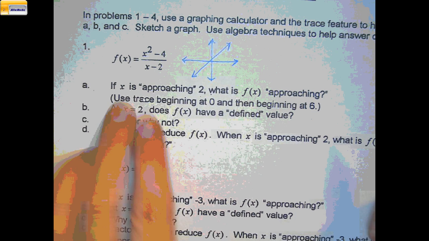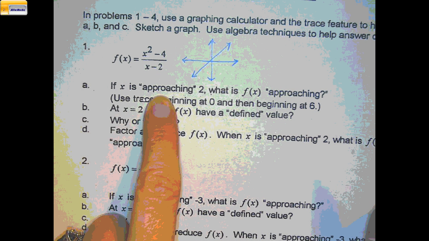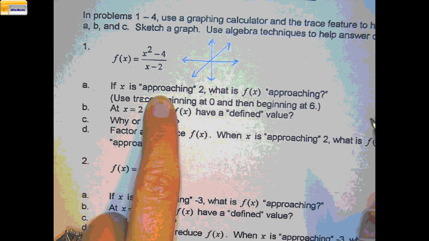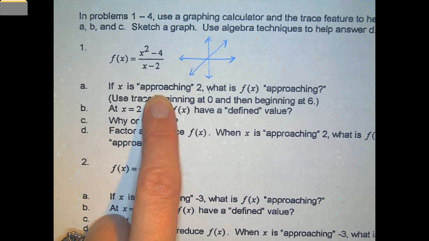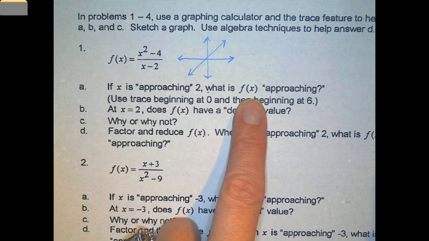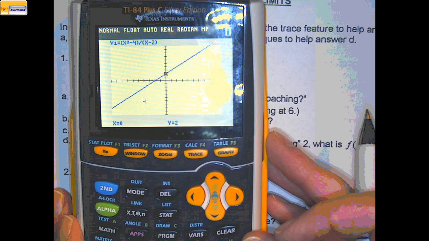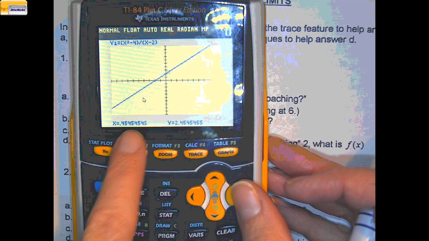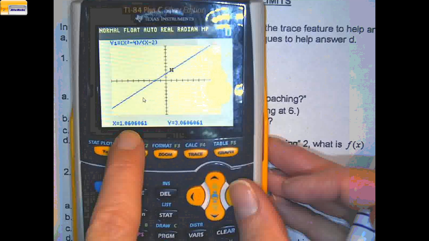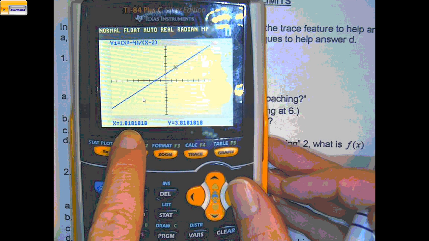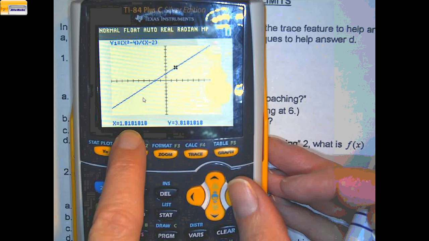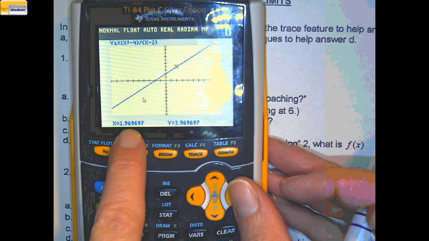Letter A. If x is approaching 2, you know what the word approaching means. It doesn't mean what is x at 2. That's not what it's asking. It says as it approaches 2, what is f of x or y approaching? Here we go. Push trace. And it probably is going to start you at 0, 2. Push the right arrow and watch those x's increase. It's getting closer to 2. I'm at 1.96. I'm almost at 2. And my y values are getting really close to 4.